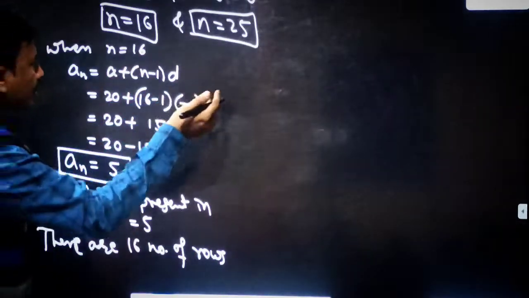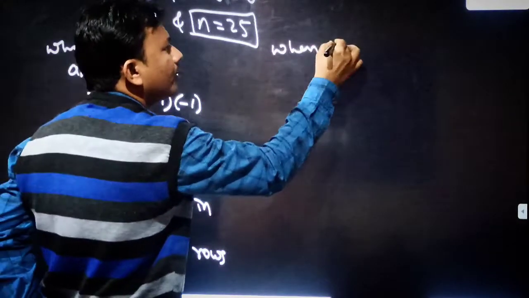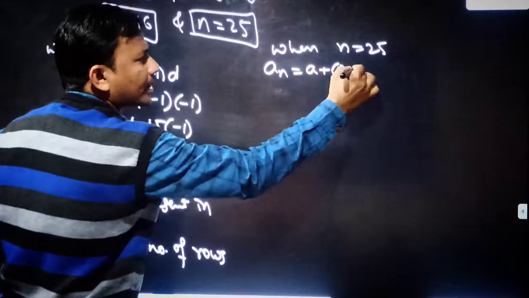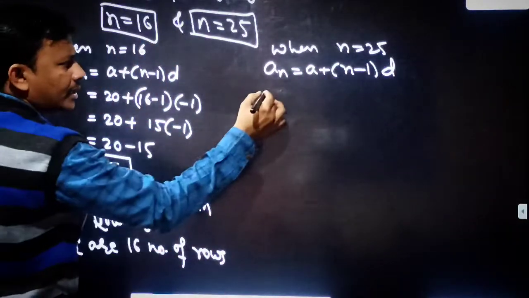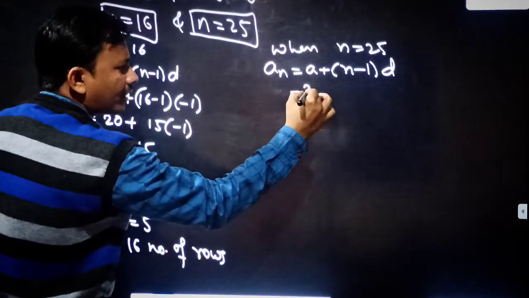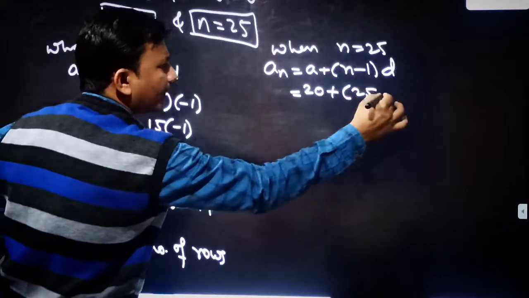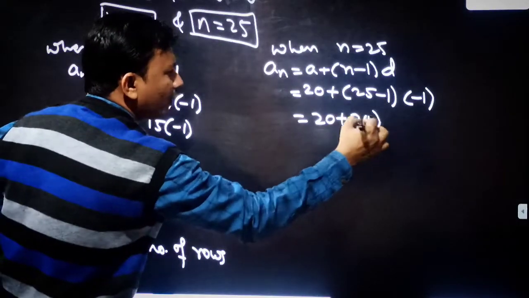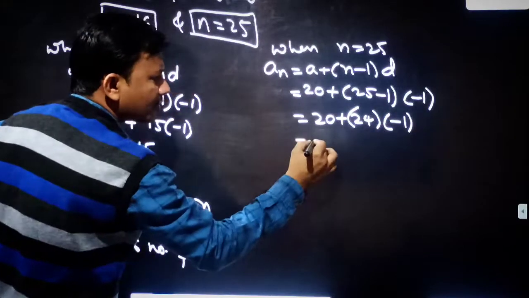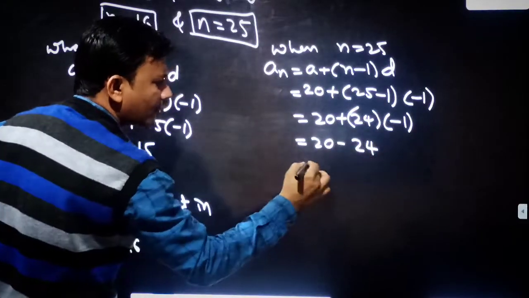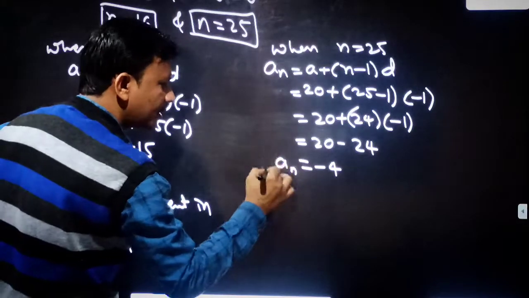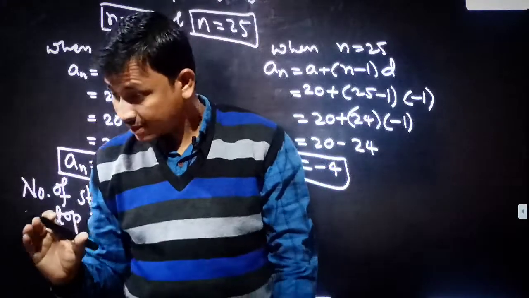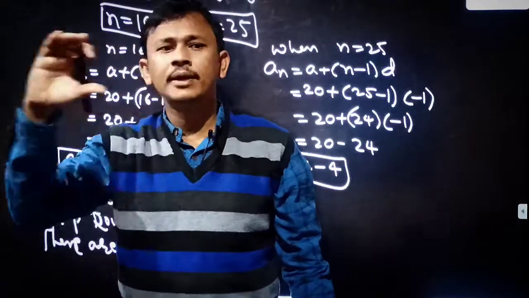Let us see the other side. When n is equal to 25, an is equal to a plus in bracket n minus 1 into d. A value is 20 plus 25 minus 1 into minus 1. 20 plus 24 into minus 1. This is equal to 20 minus 24. Answer will be minus 4. That means there are minus 4 stacks. How many stacks? Minus 4 stacks present in the top row.